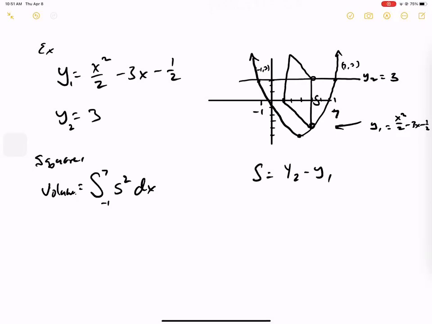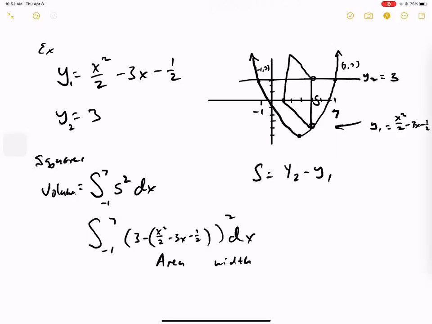And you are pretty much done. If you want to write it out, it's going to be the integral from -1 to 7 of the squared quantity 3 minus (x squared over 2 minus 3x minus 1/2). And that is the setup. This is the area, right? Because we squared it, times a little bit of width to give us volume. And the integral will add up every slice from -1 to 7.